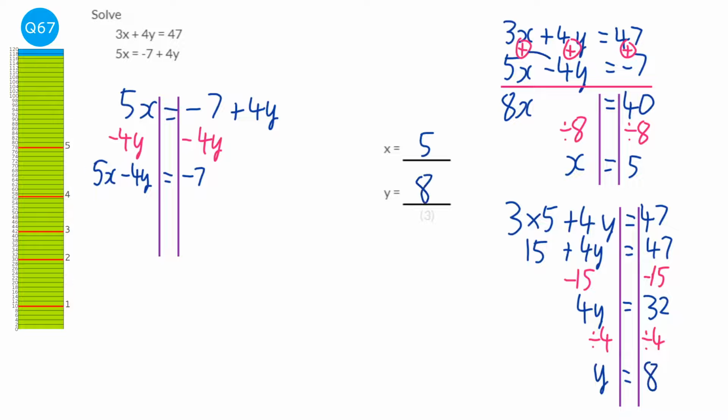And we can check that using this equation here. So 5 times 5 is 25, take away 4 times 8, which is 32, is minus 7. So we know we've got it right.